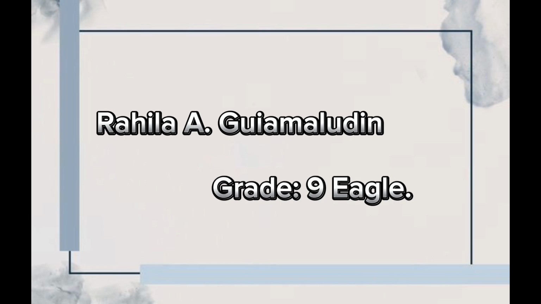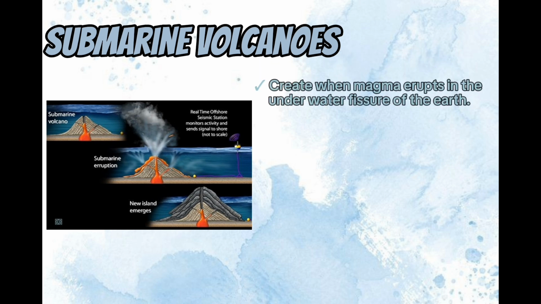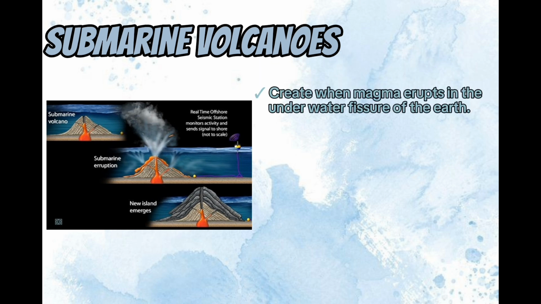Next is the submarine volcano. This type of volcano is created when magma erupts in the underwater fissures of the earth. The majority of these volcanoes are found near ocean ridges, while some can exist in shallow waters.